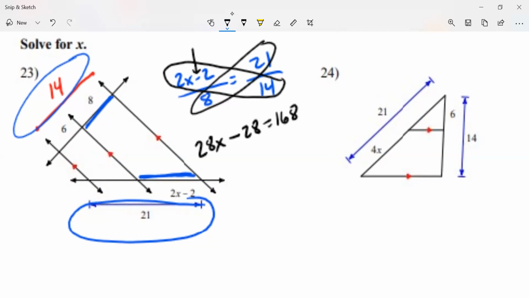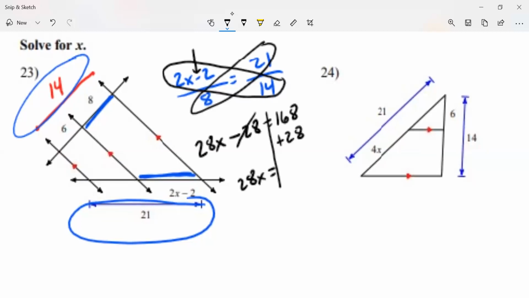Again, we're solving for x, so let me separate my sides through the equal sign. I want the 28x by itself, so I want to get rid of this minus 28, and I'm not just going to cancel it. Instead, I'm going to move it to the other side. Don't forget to switch the signs. So instead of minus 28, let me write this as plus 28. So that's going to give me that 28x is equal to 196. Right? 168 plus 28, that's how I got 196.